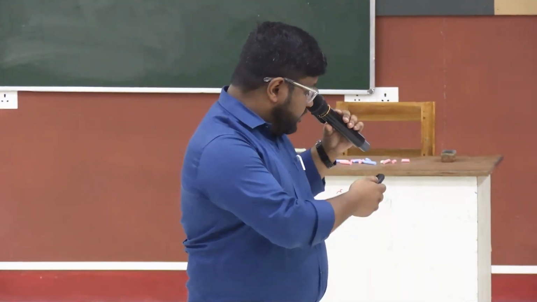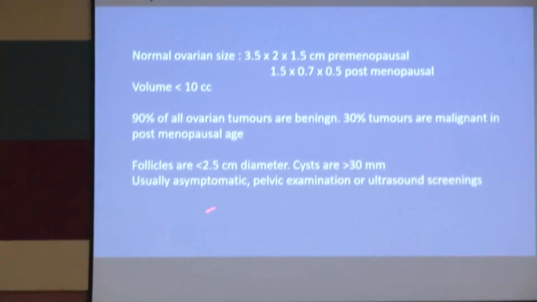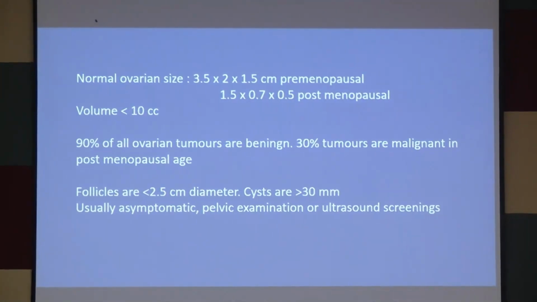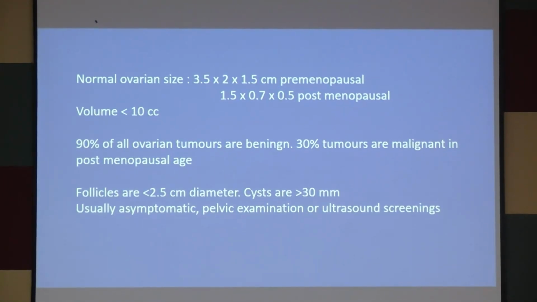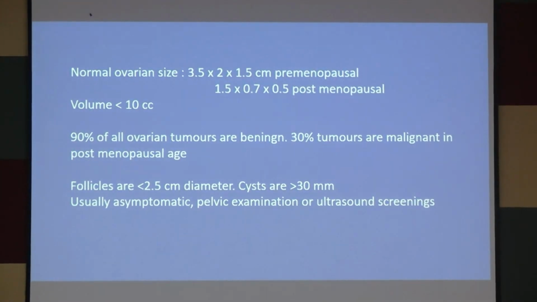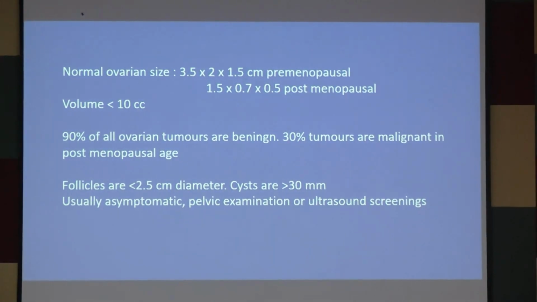The next important part of this is this one. Any ovarian tumor or ovarian cyst can only be said if it is more than 3 centimeters in diameter. Anything less than 3 centimeters is considered a follicle.